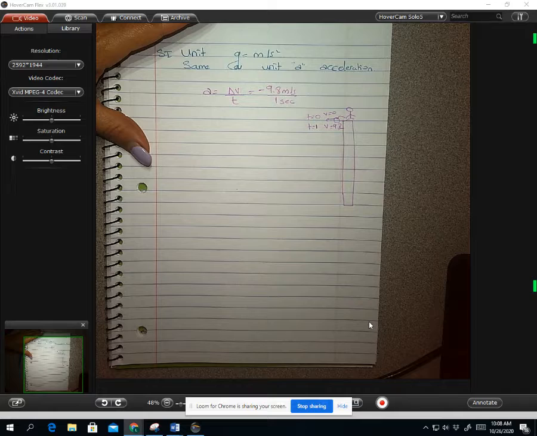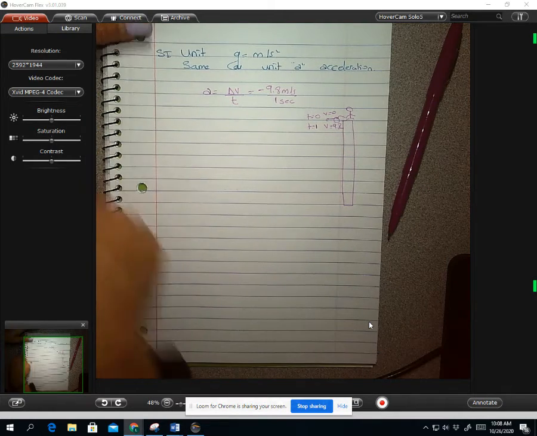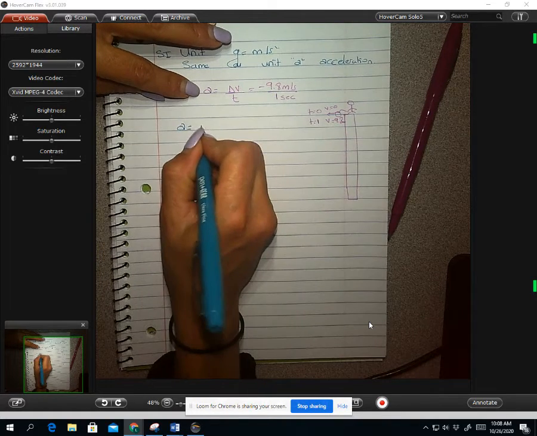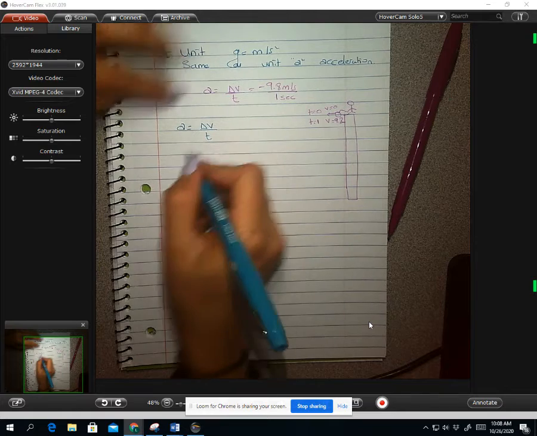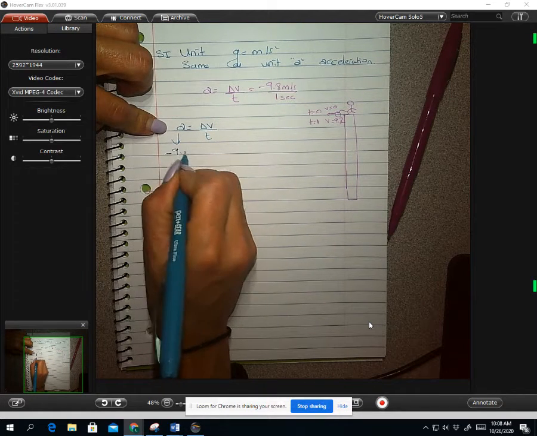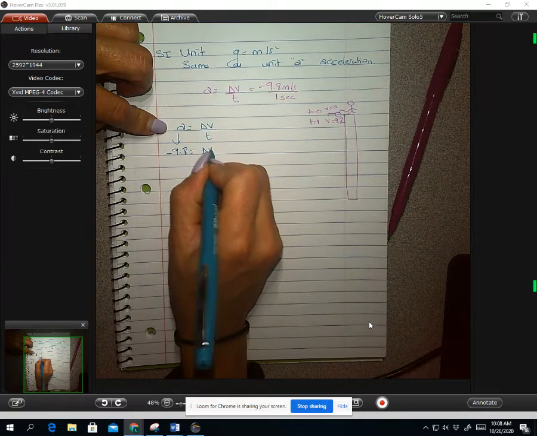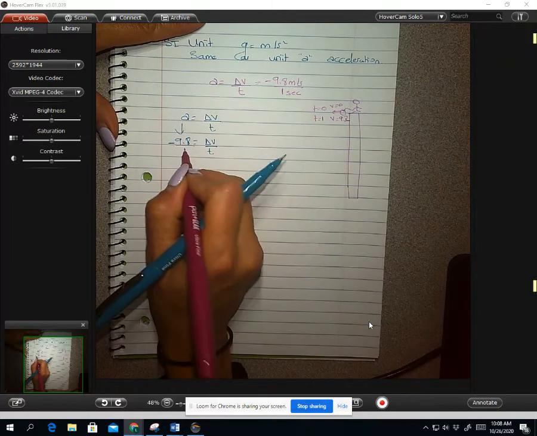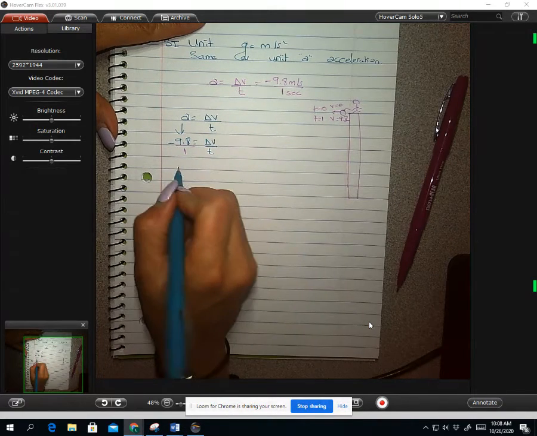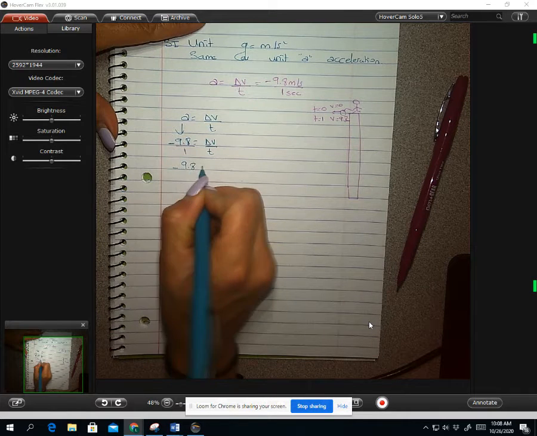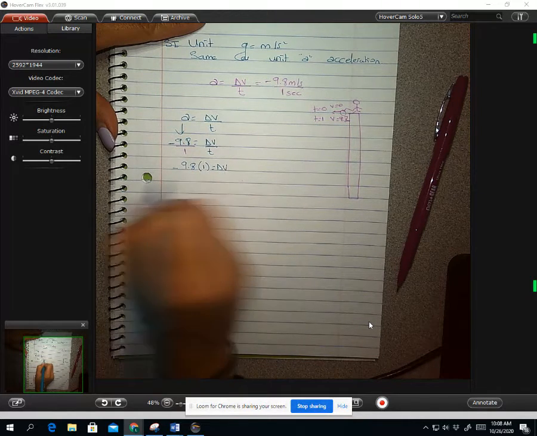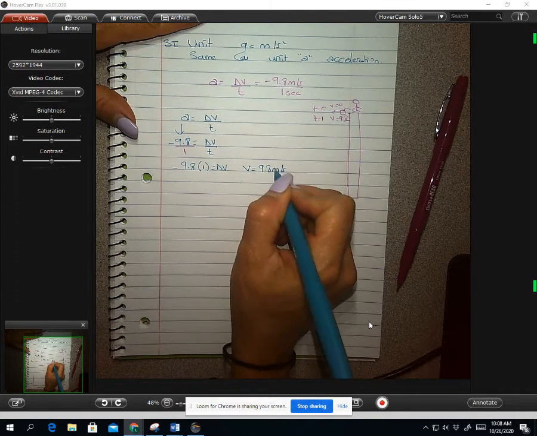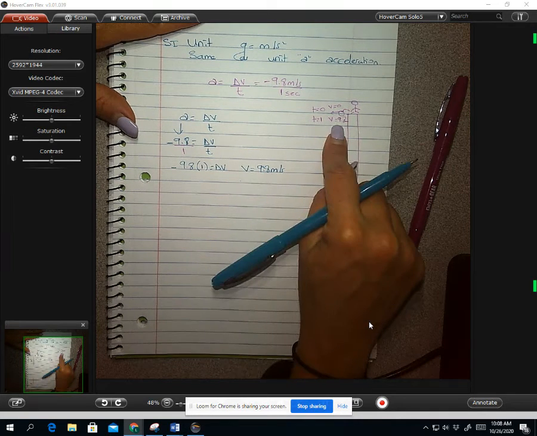Because we have that, if you look at it here, we know that the acceleration is delta v over t. I know that the acceleration is negative 9.8, which is the v over t, right? And then you're going to cross multiply. And the t is 1, so negative 9.8 times 1 is delta v, which means the speed is 9.8 meters per second. Now there is no negative velocity, that's why here it's positive.